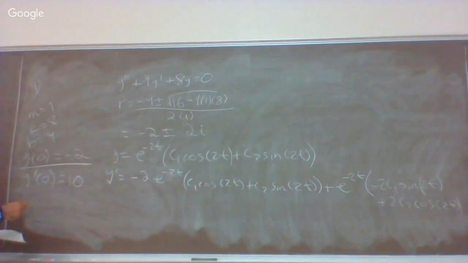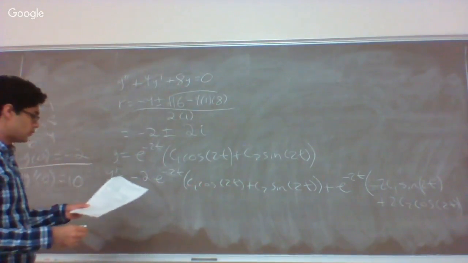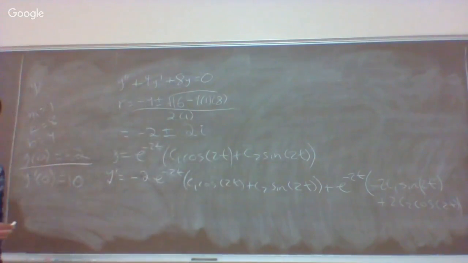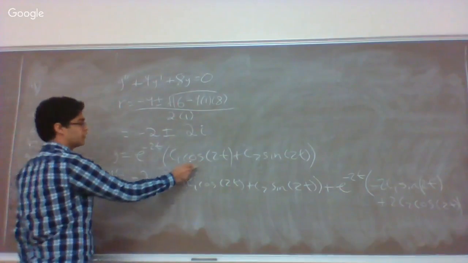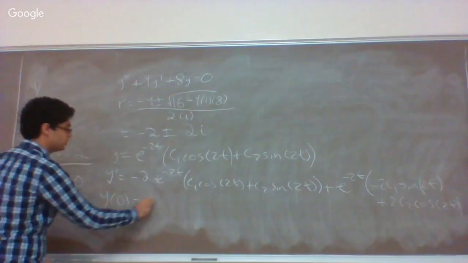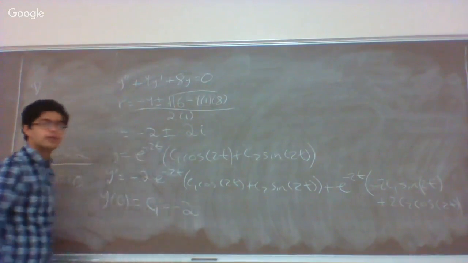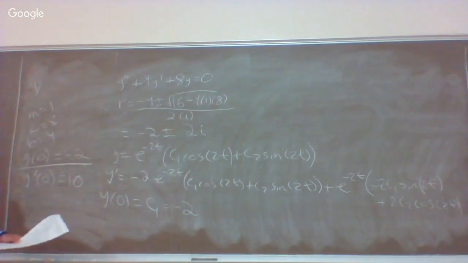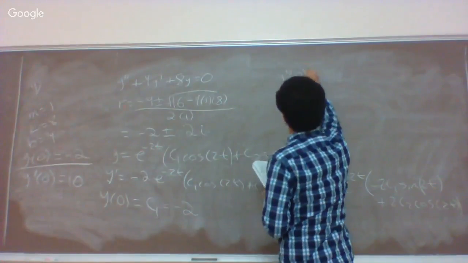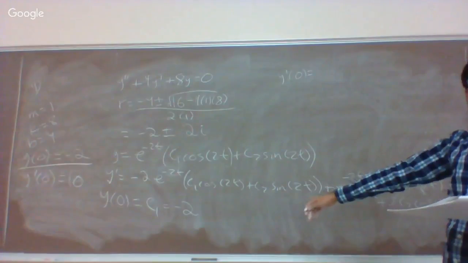My initial condition, y of 0 is equal to -2. Sine of 0 is what? 0. Cosine of 0 is equal to 1. So y of 0 is essentially c1, which is equal to -2. Are you guys good with that? Everyone's up to speed?